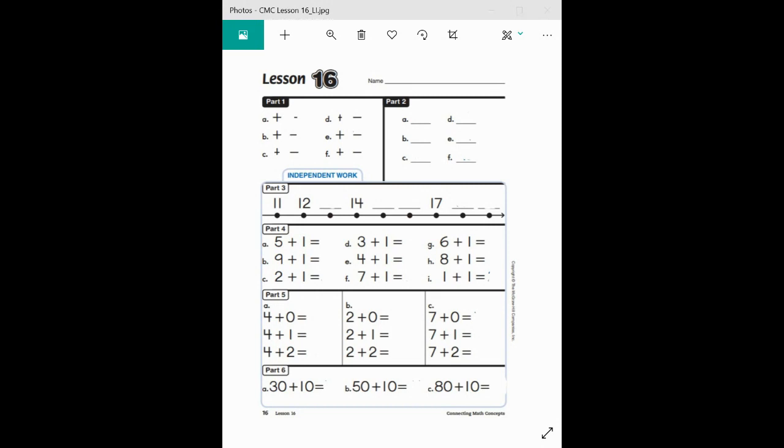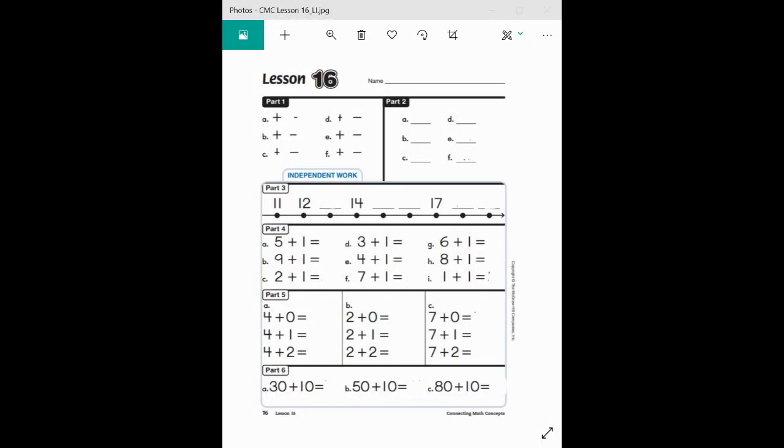At the top of the lesson 16 workbook page, you should see part 1 right here. I'm going to read some problems. There's either a plus sign or a minus sign next to each number. Here's the plus sign. Here's the minus sign. I'm going to say sentences. You're going to circle the plus sign if the sentence pluses. You're going to circle the minus sign if it minuses.